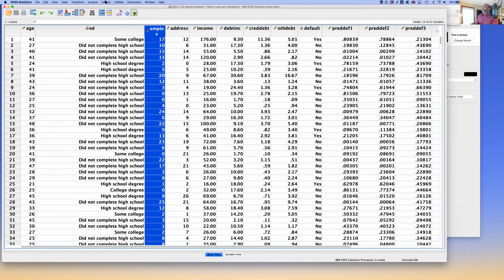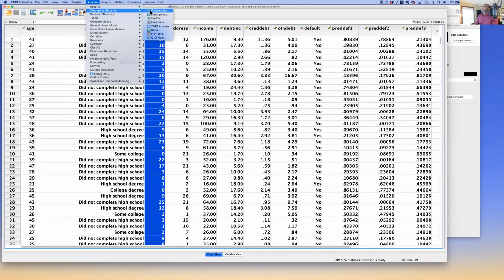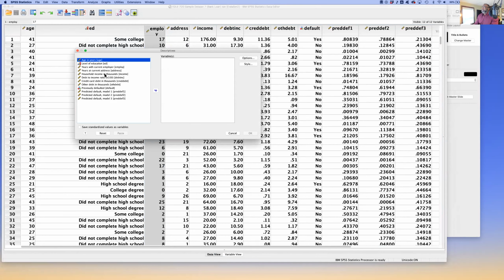So we're going to analyze, we're going to go to descriptive statistics, descriptives, and I'm going to do them all. I'm going to do them one by one. So years with current employer. I'm going to click save standardized values as variables.